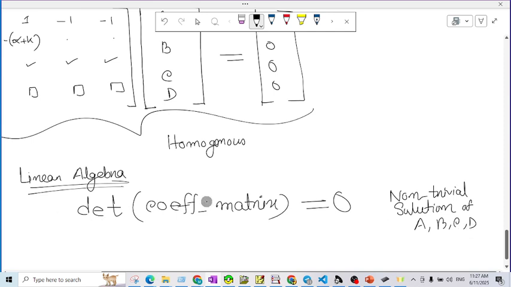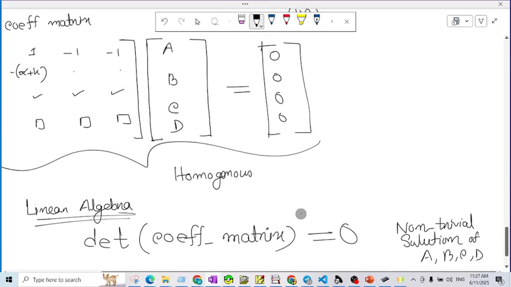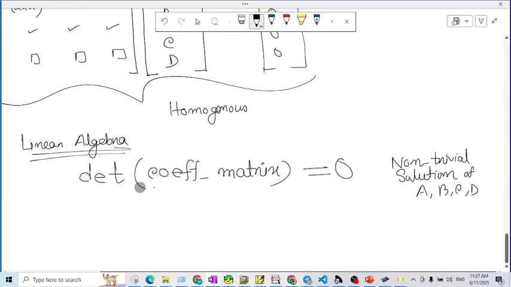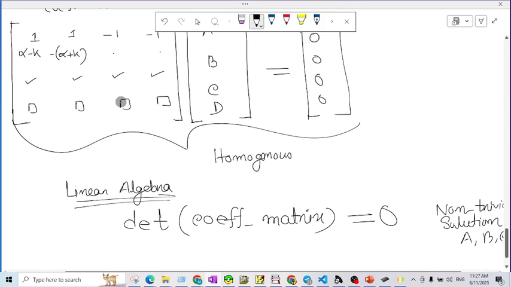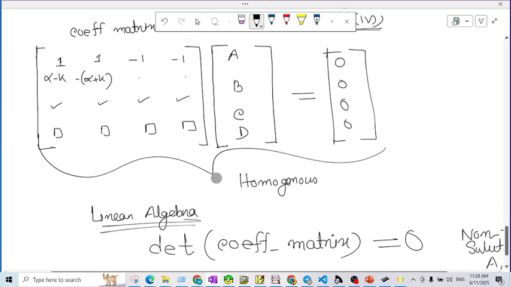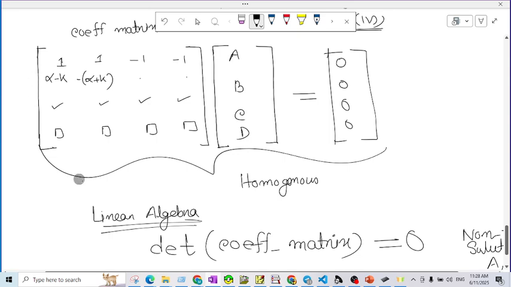But if the determinant of this matrix is not 0, then you may get a, b, c, d all equal to 0, or you may get a system where you have no solutions. But if the determinant of this coefficient matrix is 0, then you will get some value of a, b, c, and d. That means you will get a non-trivial solution if and only if the determinant of this coefficient matrix is 0.